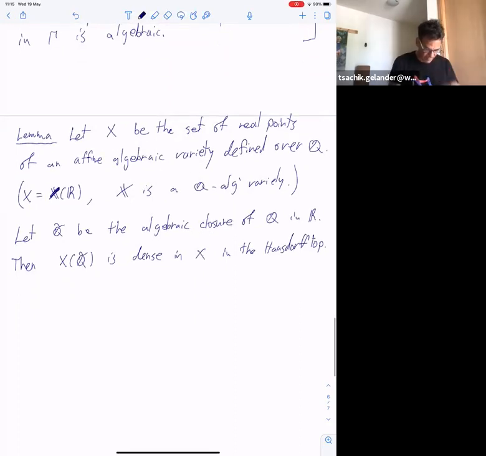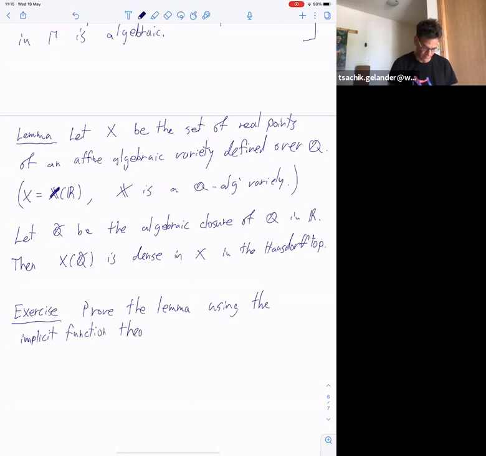So let me give you the exercise: prove the lemma using the implicit function theorem.